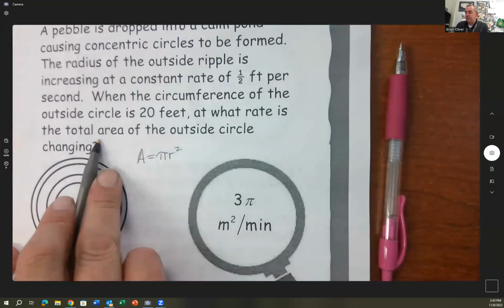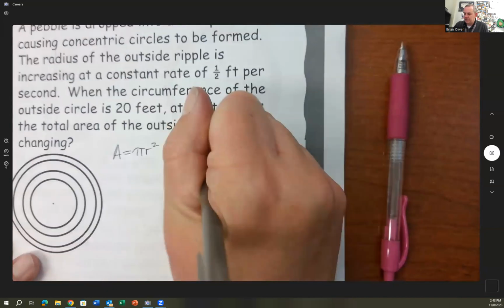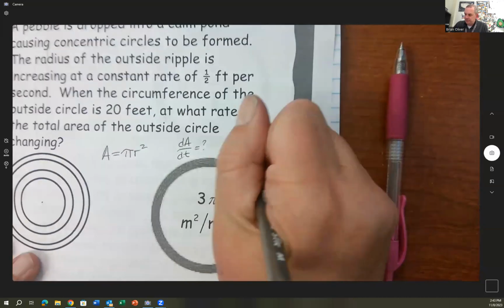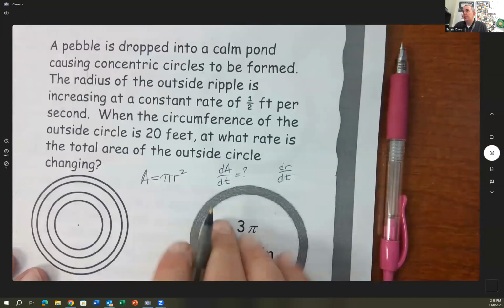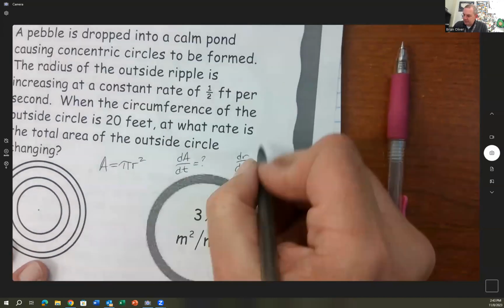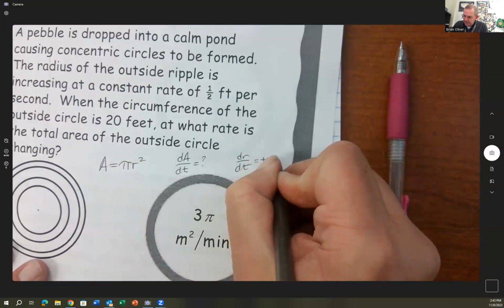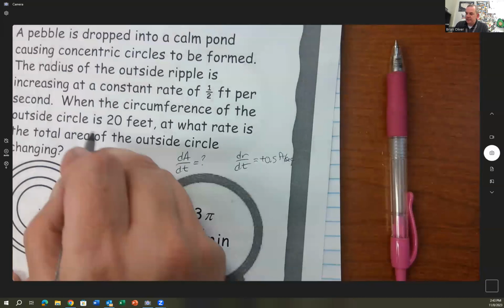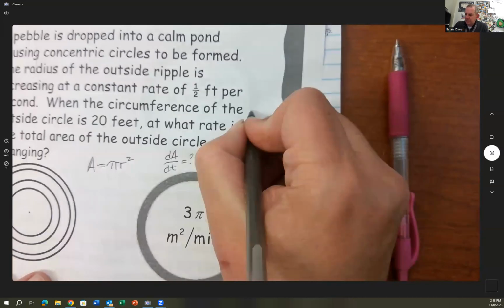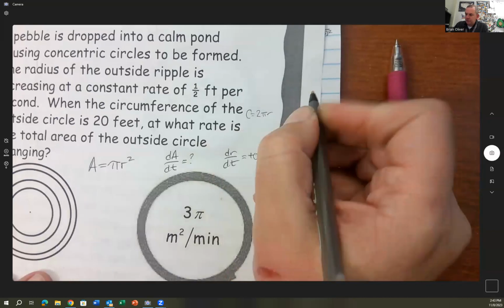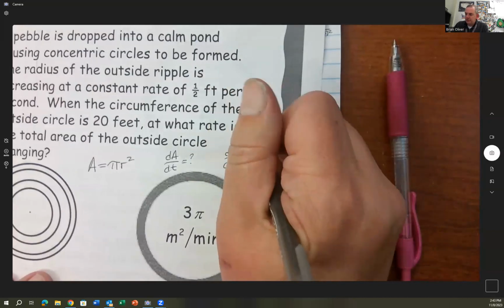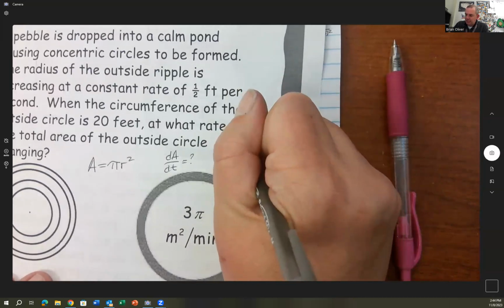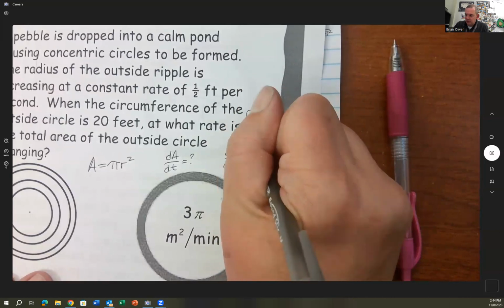We're asking to find the rate of change of the area, so we're actually asking to find this. So we need to know dr dt. According to this problem, the radius is increasing at 0.5 foot per second, so that tells me positive 0.5 foot per second. And I know that in this case, the circumference of my circle is 20 feet. So kind of like that one before, circumference equals 2 pi r. The circumference of the circle is 20 feet. So that tells me 20 equals 2 pi r. So that tells me that radius is going to equal 10 over pi.